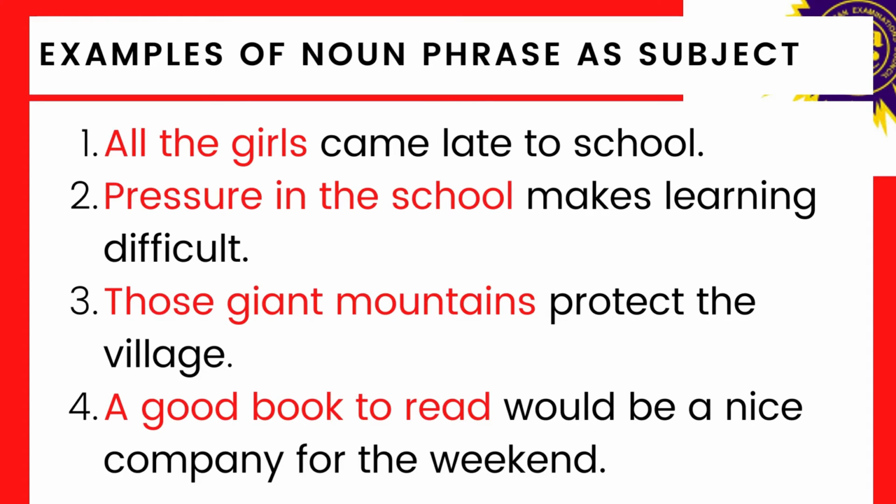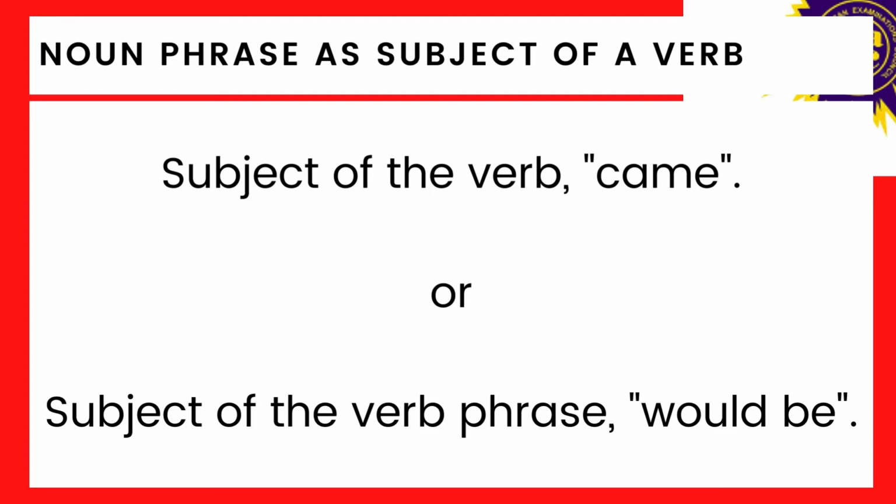Anytime a noun phrase functions as a subject, it is the subject of the verb in the sentence. We write subject of the verb, we quote the verb, and we put the verb in inverted commas. So for instance, the first example we have, all the girls, is the subject of the verb came.